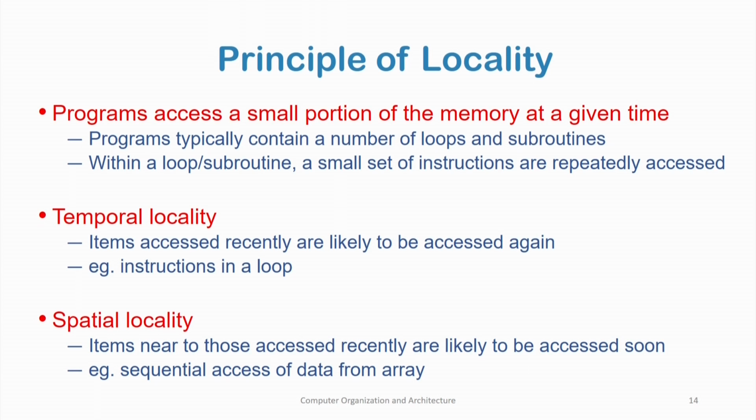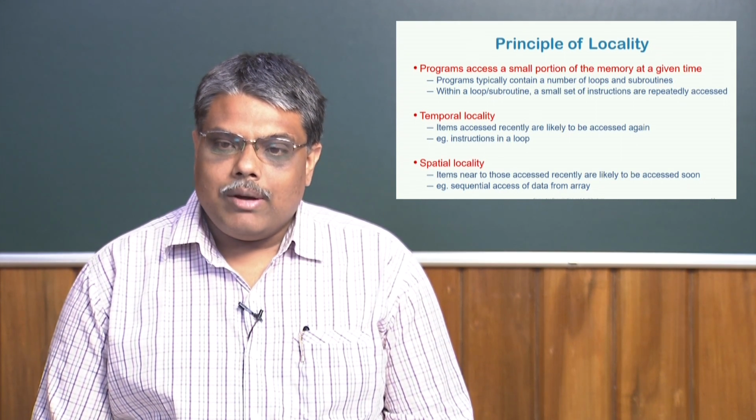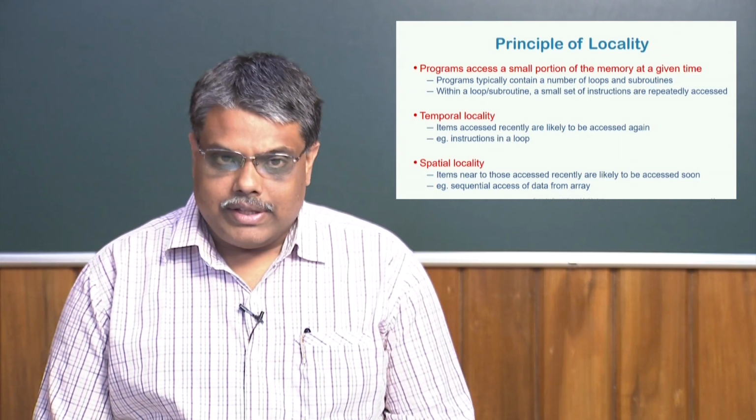There are two distinct principles in the locality of reference: temporal locality, which says that items accessed recently are likely to be accessed again. For example, the instructions within a loop. The instructions in one iteration of the loop will be accessed again in the next iteration of the loop. And spatial locality, which says that items near those accessed recently are likely to be accessed soon. For example, sequential access of data from an array. If you have a big array, we tend to access data one by one from the array in sequence.